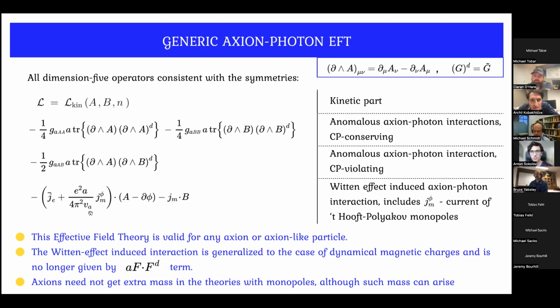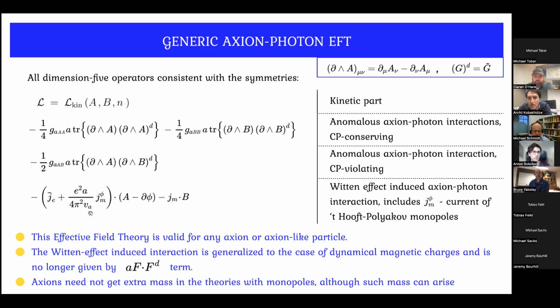But the Witten effect will still exist, right? Yes, the Witten effect, with the theta parameter and so on. That's essential in your case, right? Beyond the theoretical description.